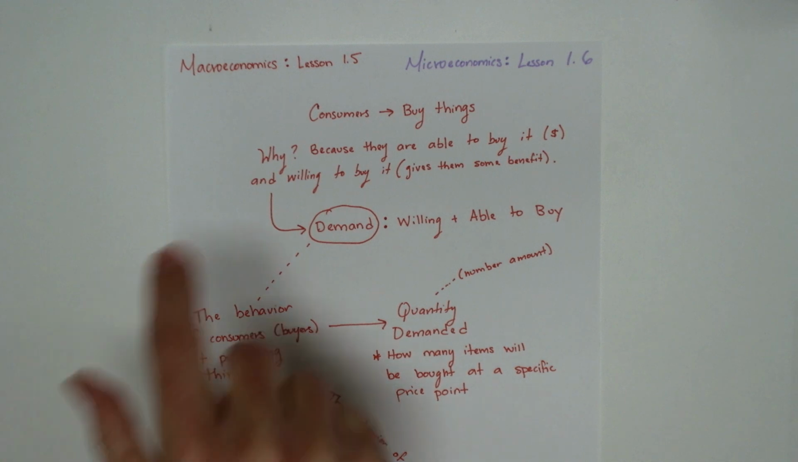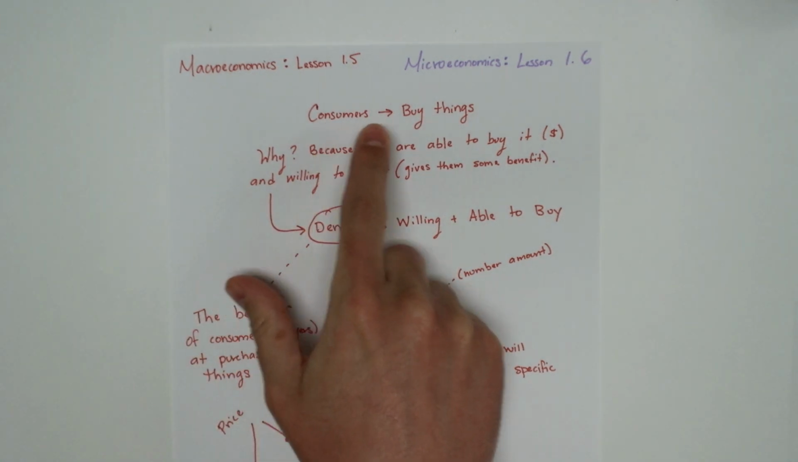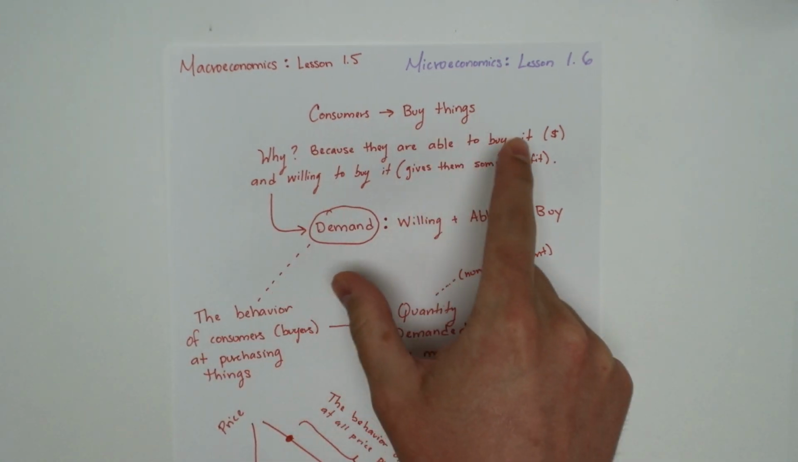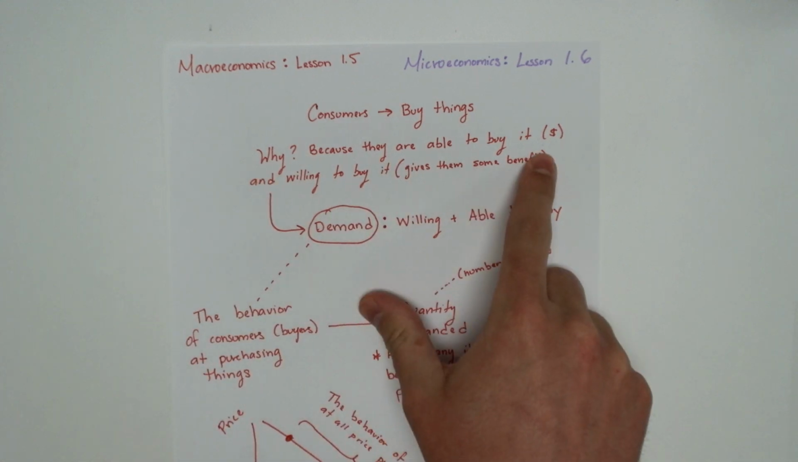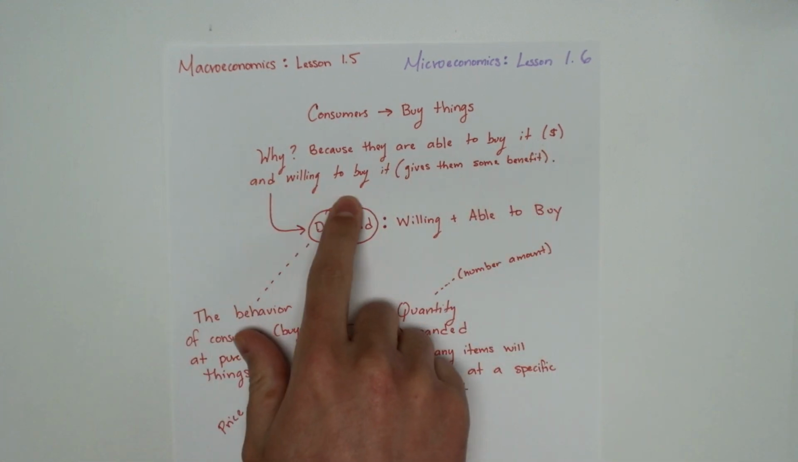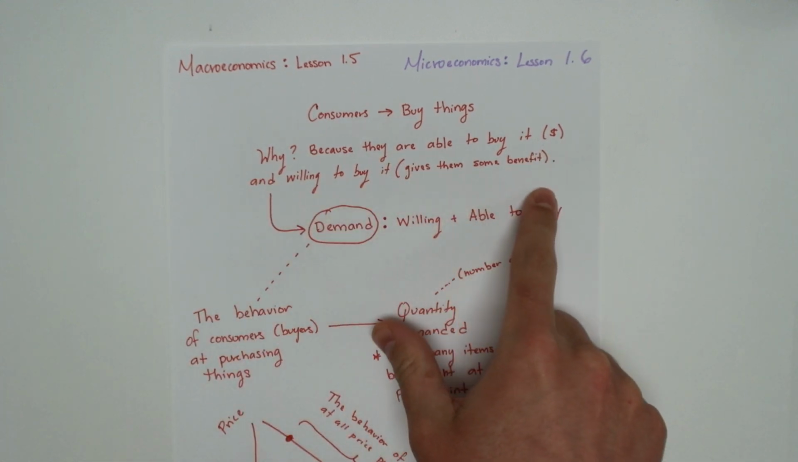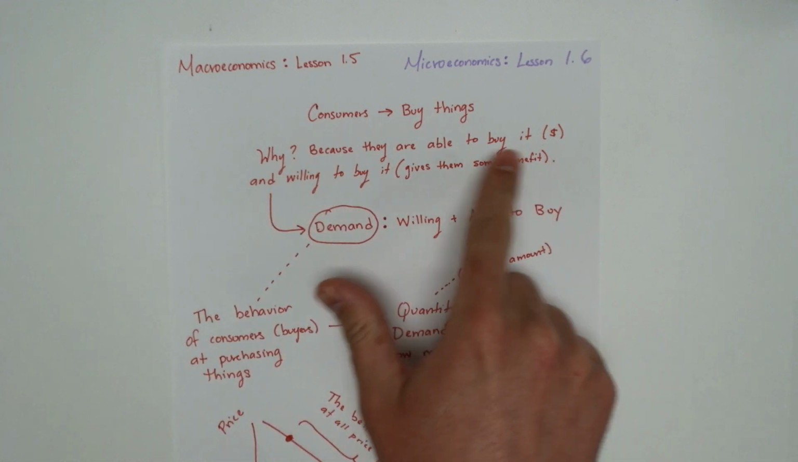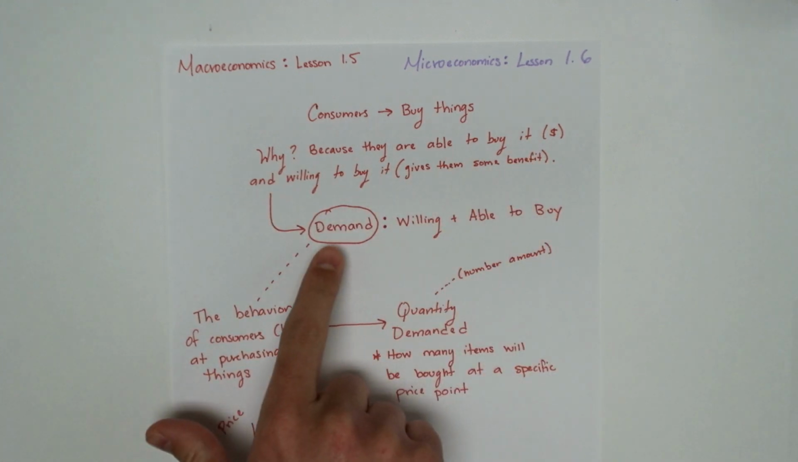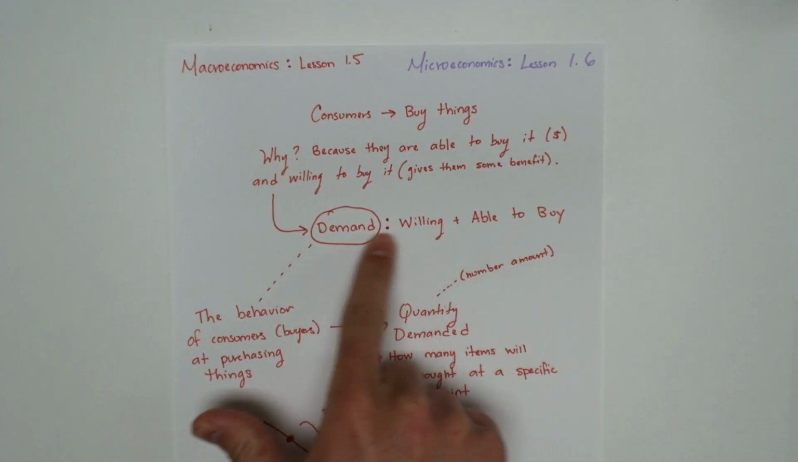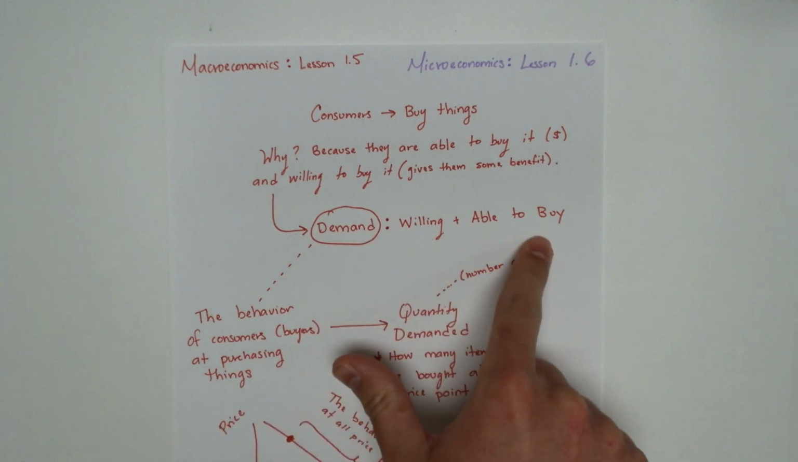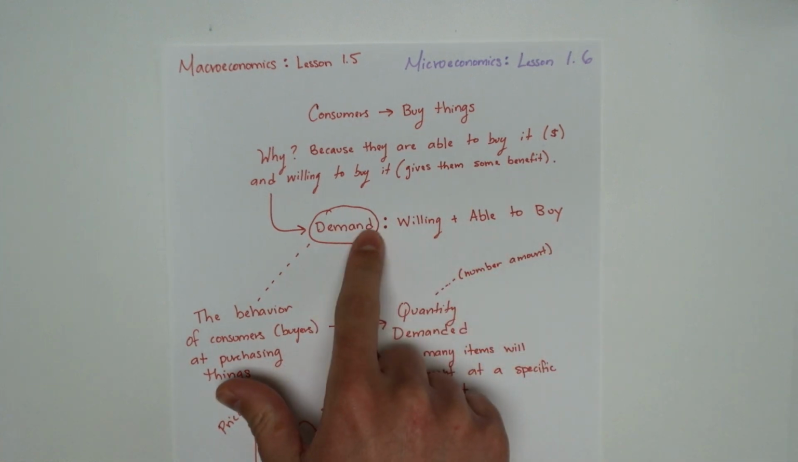In this lesson, we're going to be looking at consumers, and consumers are people who buy things. Why do people buy things? Because they're able to buy it, they can afford it, and they're willing to buy it. It gives them some type of benefit. This willingness and ability to buy something creates demand for a specific product or resource.